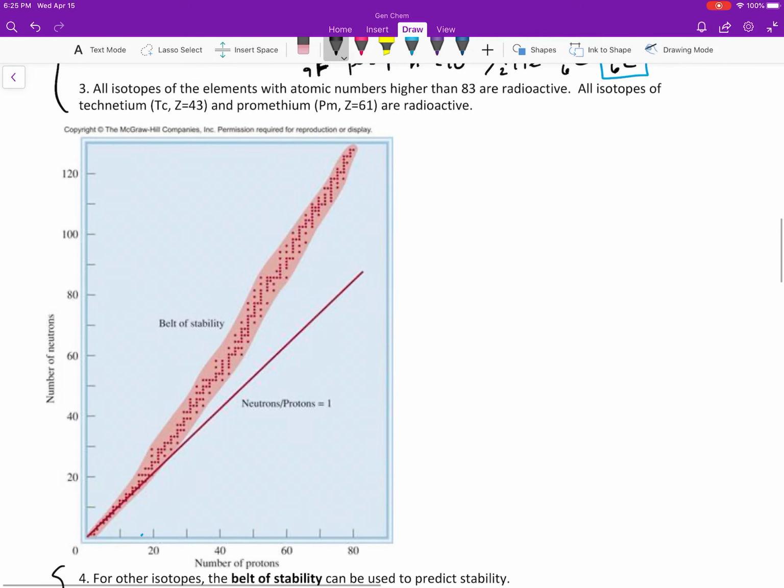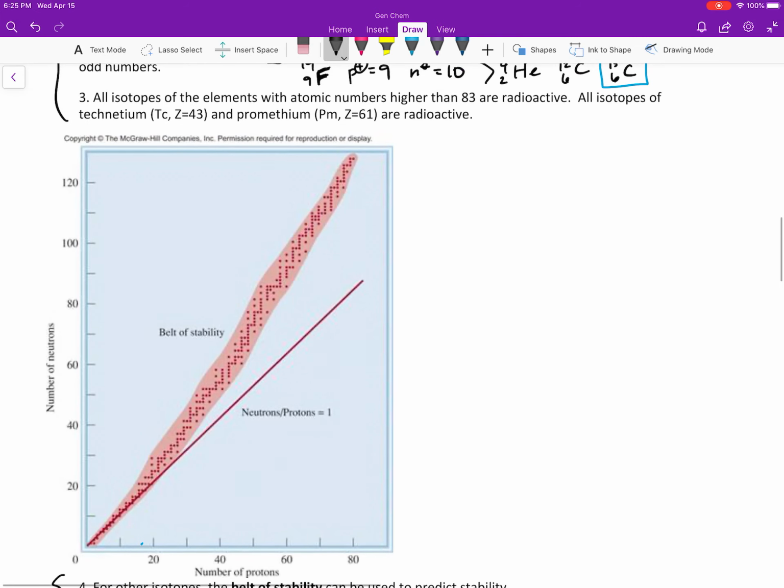Okay, so that's the second rule. The third rule is that all isotopes with atomic numbers higher than 83 are radioactive. So guaranteed, anything higher than 83 is radioactive. But there are some exceptions among the ones that are less than 83, and that's technetium, which is used in imaging, and promethium. But I don't really know of a use of promethium, to be honest, but both of those are radioactive and they're less than atomic number 83.